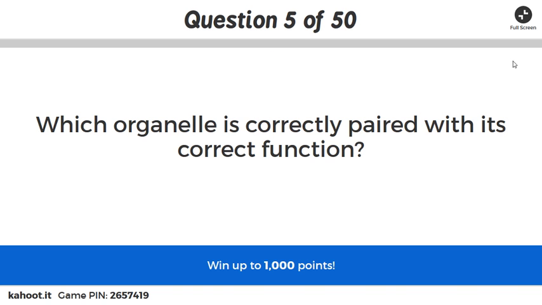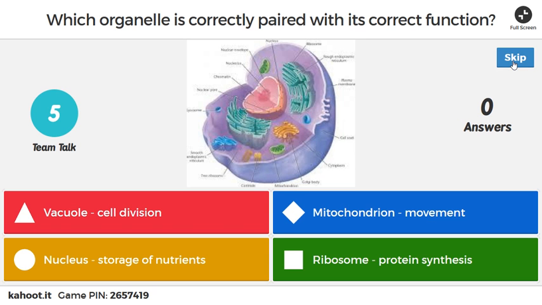See, period 4 is in the lead. Which organelle is correctly paired with its correct function? So take a look at these organelles, figure out which one is paired with its correct function.